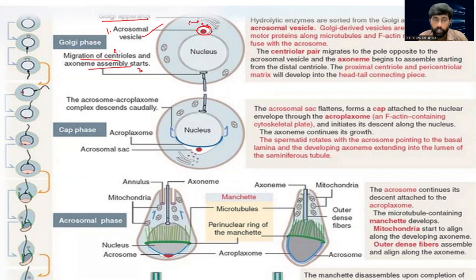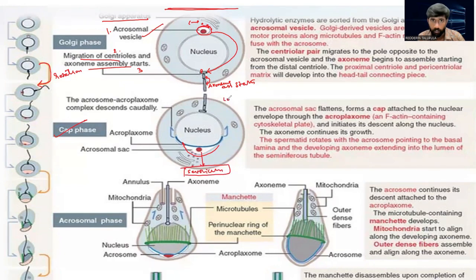See, it is the nucleus opposite to the acrosome. The centriole migration happened, the proximal and the distal. From the distal centriole there is axoneme assembly. Axoneme assembly starts. Next, if you talk about the cap phase, see here the rotation. That means here it is present on this side, it is rotated. Now the acrosome is towards the Sertoli cell, and here the lumen. On the lumen side the axoneme is developing from the distal centriole. Next, the acrosome becomes flat by loss of cytoplasm present in that.